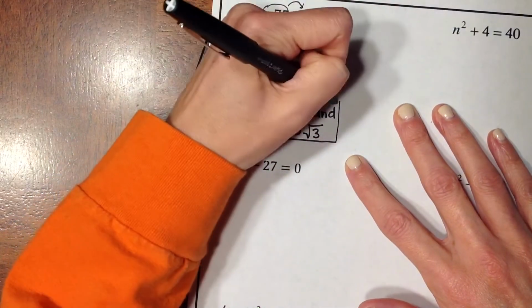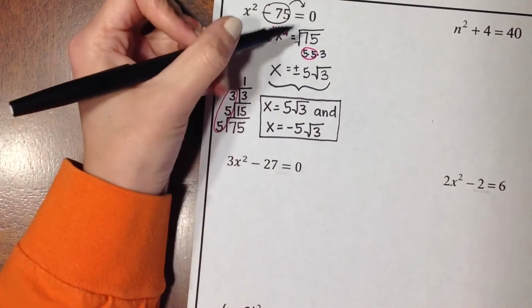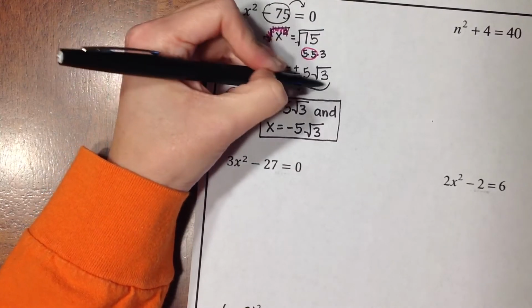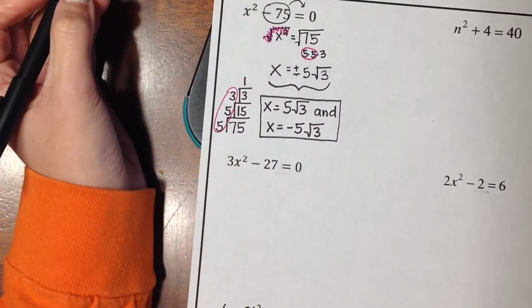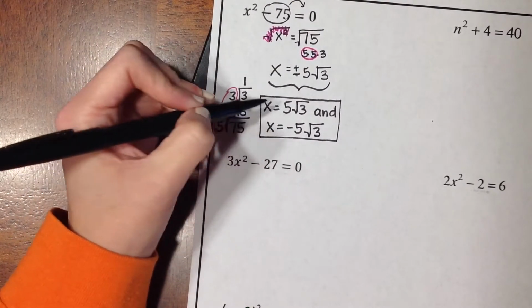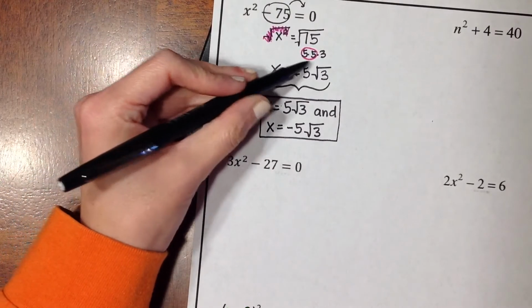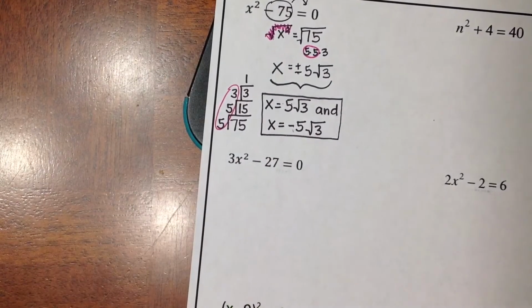And those are my two solutions. Just a note, on a test, or maybe even on your STAR test, you may see them combine both answers into one answer using this plus minus combination symbol. It simply means one is positive and one is negative, but I want you to get used to seeing the combined symbol, but just know they are two separate answers.